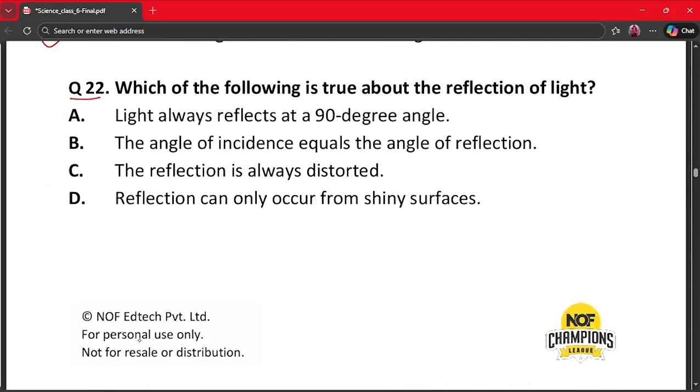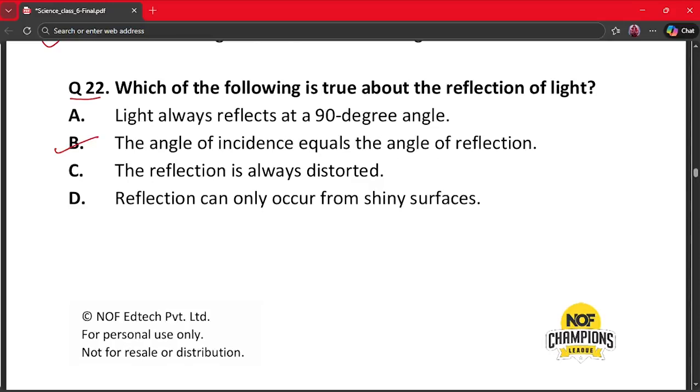Which of the following is true about the reflection of light? A. Light always reflects at a 90-degree angle. B. The angle of incidence equals the angle of reflection. C. The reflection is always distorted. And D. The reflection can only occur from shiny surfaces. So the correct answer is option B.